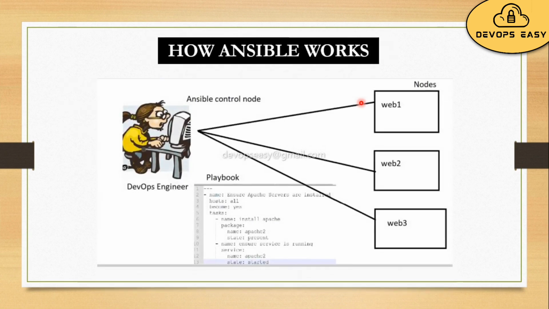So how does Ansible work? As a DevOps engineer, from the Ansible control master you will write a playbook, and it will automatically install that particular software on all the nodes. If there are 100 nodes, you just execute this simple playbook. For example, to install Apache on 3 nodes, I write a simple playbook, give the Apache name, state present. Automatically it will install on all 3 nodes. This is how Ansible works.